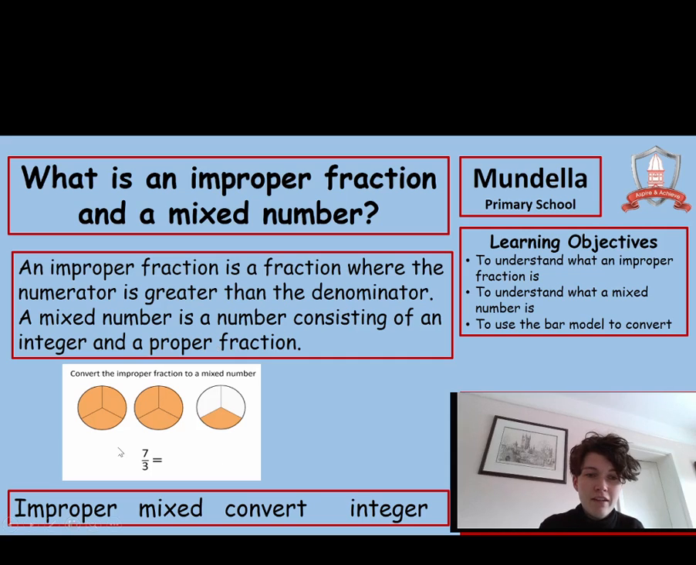Okay, let's go through this together then. So 7/3, 7 over 3, because it's all been split into 3. All of these shapes have been split into thirds. 7/3 is 1 whole, 2 wholes, so it would be 2 and 1/3. 2 and 1/3. Well done if you got that correct.